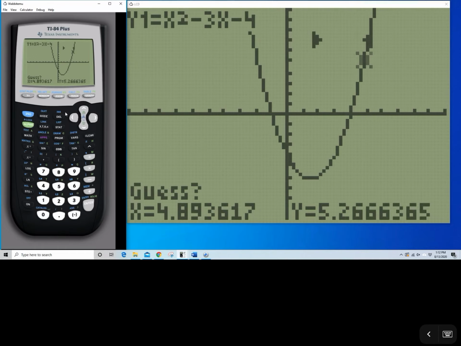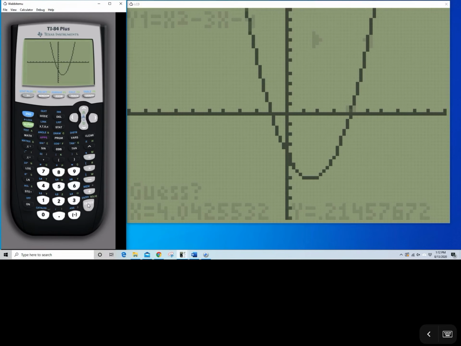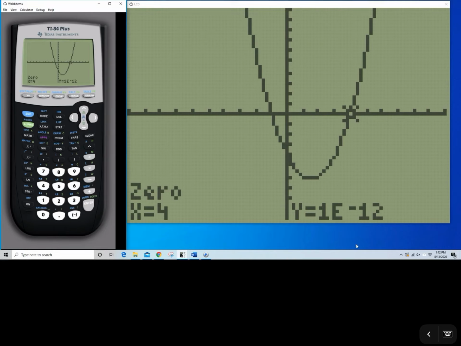I'm sorry, it's just kind of slow going here with this. Let's see. Okay, I'm going to give it a few more taps here so that I'm confident that, yeah, now this is definitely to the right. I'm going to hit enter, and then when it says guess, just give it your best guess and move the cursor down onto or close to the x-intercept. Press enter. It'll pause for a moment, and then it will give you the x-intercept.